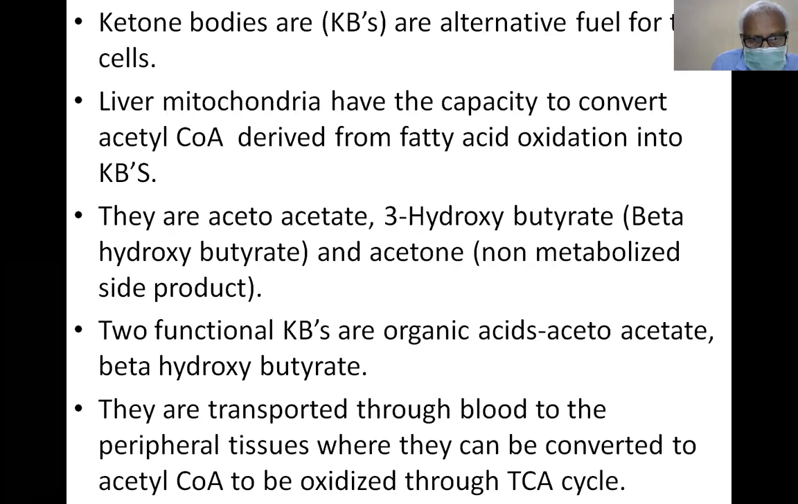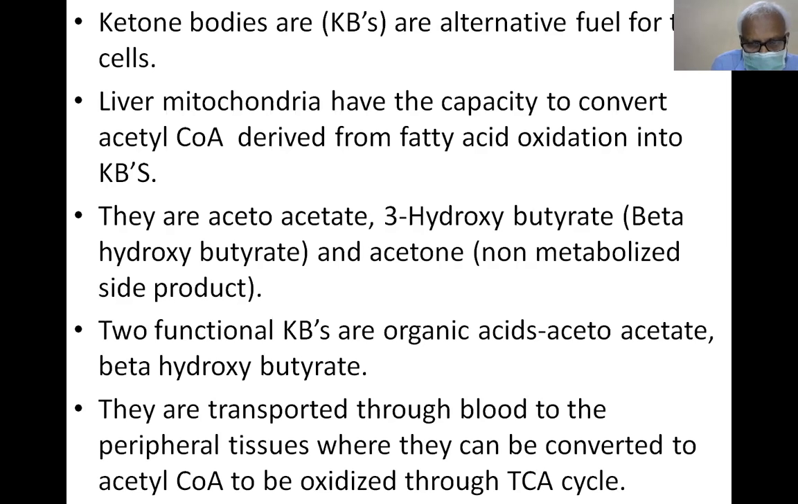So the two functional ketone bodies are organic acids, that is acetoacetate and beta-hydroxybutyrate. In the Viva, they will ask about this. And in the theory examinations also, they will be frequently asking about ketone bodies and ketogenesis. So remember this with certainty so that you can easily get over the Viva and the theory also. Two functional ketone bodies are organic acids, acetoacetate and beta-hydroxybutyrate.